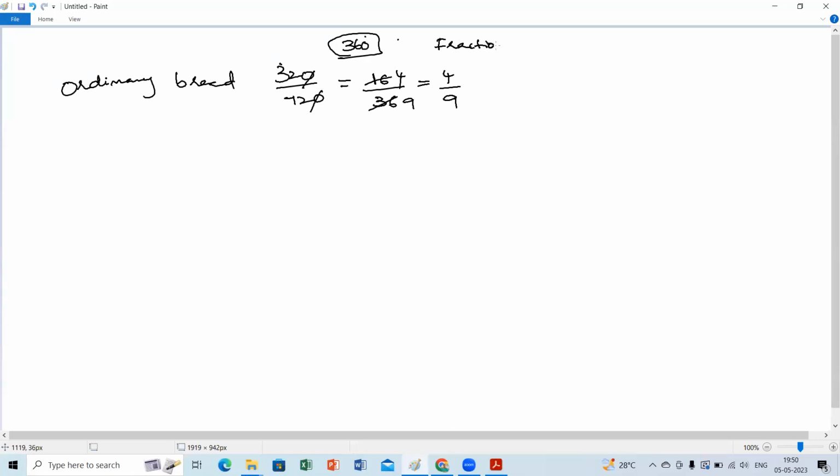Once you have the fraction, how do you make the angle of the sector, children? Ma'am, 4/9 into 360. Yes. The angle of sector is nothing but the fraction multiplied by 360. 9 fours are 36, so 4 fours are 160 degrees for ordinary bread. You need to construct a 160 degrees angle for that part. Now go the same way for the other types also, children.